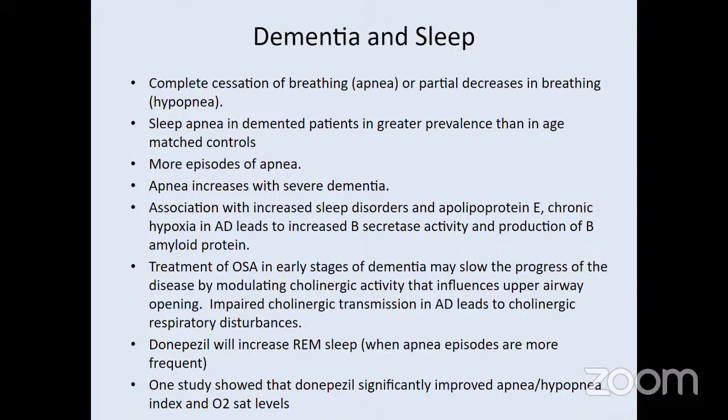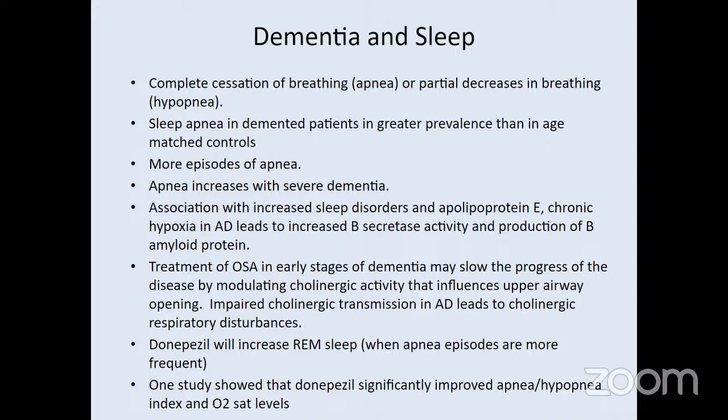Chronic hypoxia in Alzheimer's disease leads to increased beta secretase activity and production of beta amyloid protein. So treatment of obstructive sleep apnea in early stages of dementia may slow the progress of disease by modulating cholinergic activity that influences upper airway opening. Impaired cholinergic transmission leads to cholinergic respiratory disturbances.